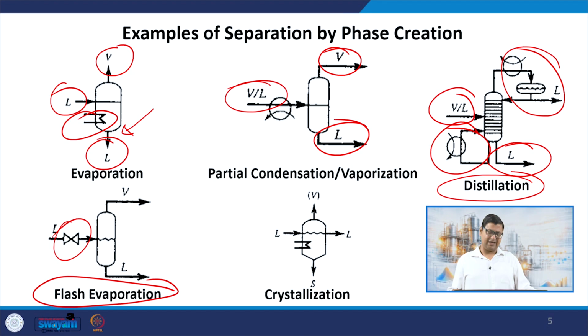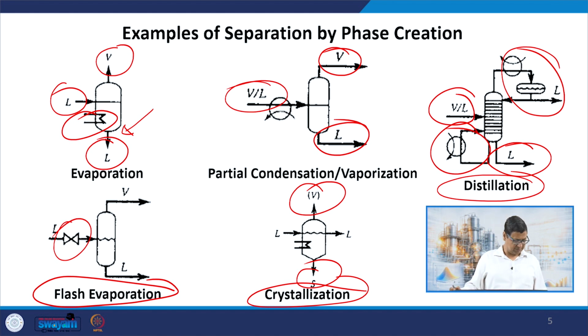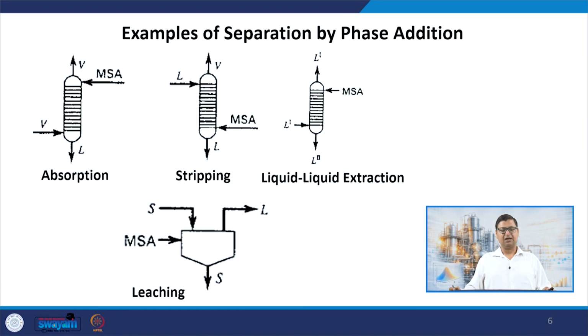Then finally we can have something like crystallization, where again you can have a liquid feed that is separated into a vapor, but also a solid product, that is a crystalline product, again by using heat.